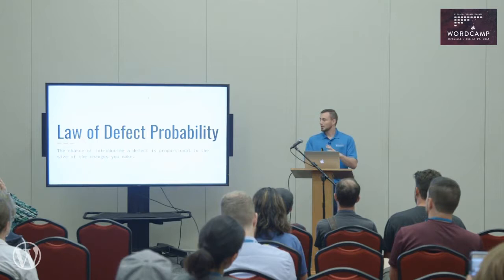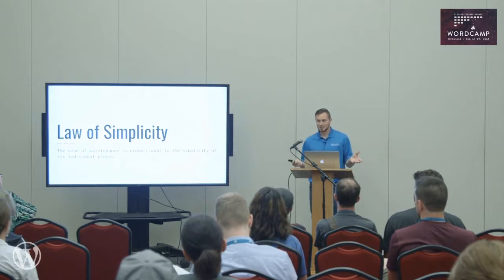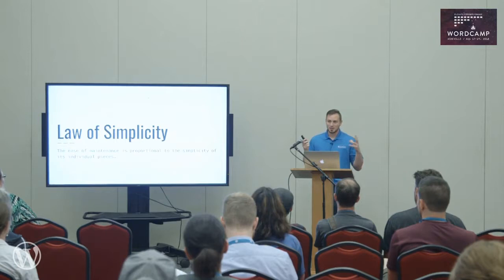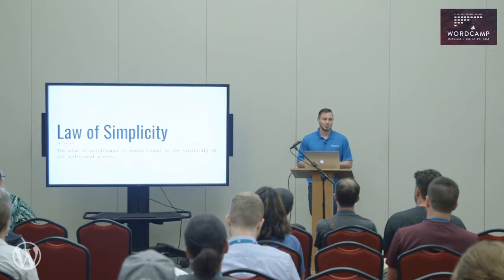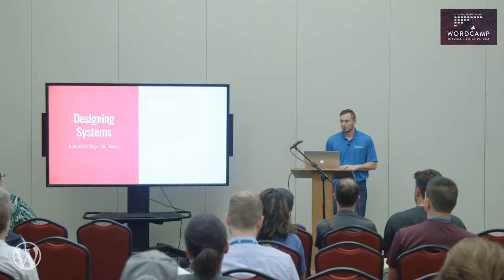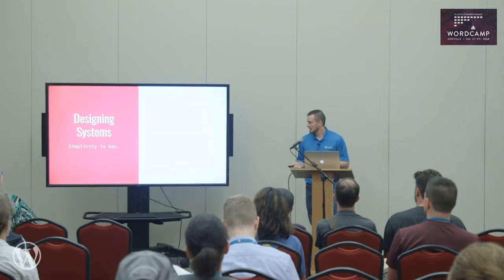Then we have the law of simplicity, right? So the ease of maintenance is proportional to the simplicity of its individual pieces. So the more complicated you make your code, obviously the more complex and difficult it is to maintain. That's pretty obvious. But that's essentially key when you're designing a system, right? You want to keep it as simple as possible and make it easy to understand and maintain.